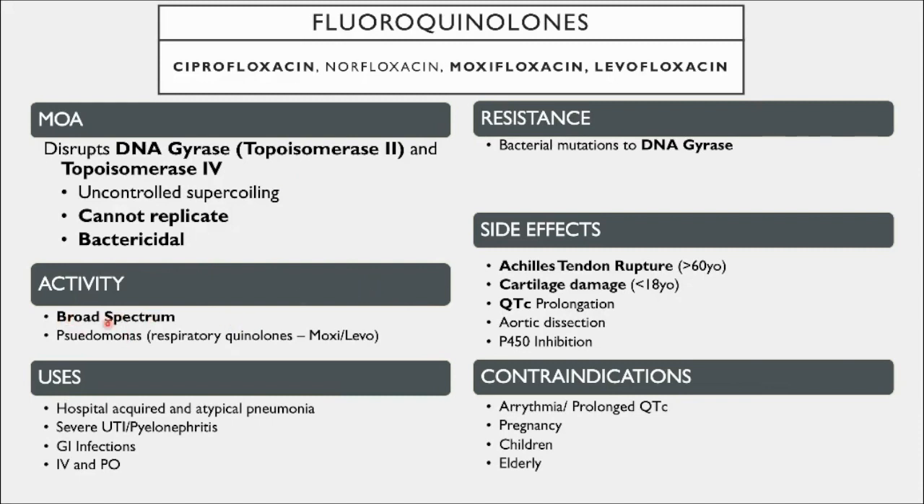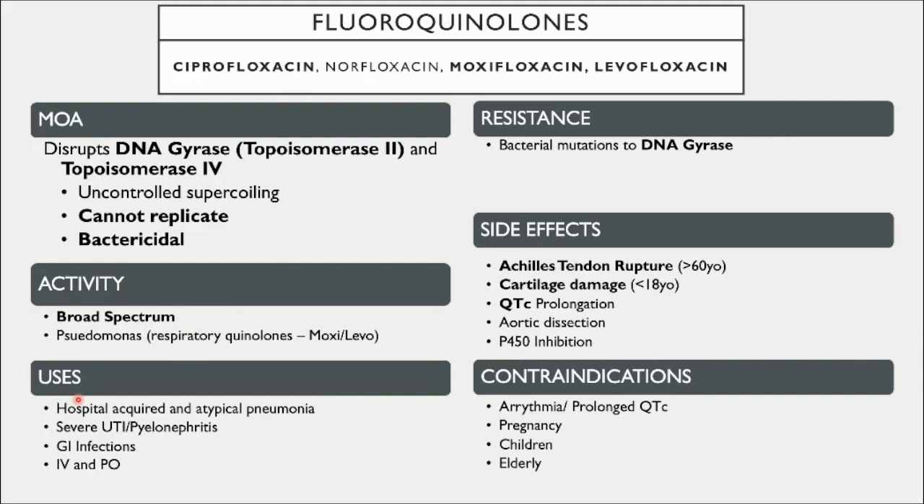These are broad spectrum, and they cover Pseudomonas if they are respiratory quinolones. So moxifloxacin and levofloxacin are respiratory quinolones. They're called that because they block Pseudomonas. It has actually nothing to do with whether or not they penetrate the lungs or not. Cipro can still hit it, but Cipro can't hit Pseudomonas. That's just a naming convention.